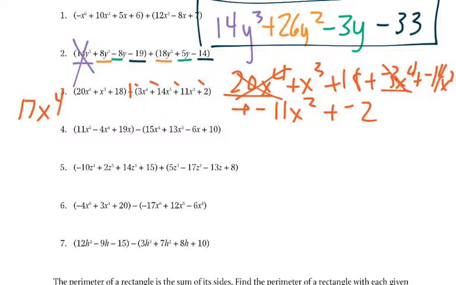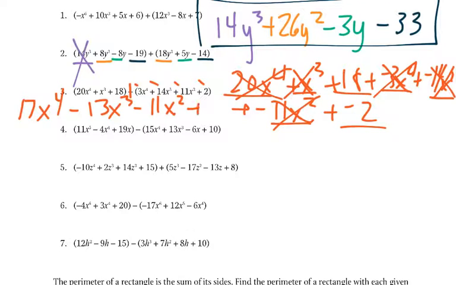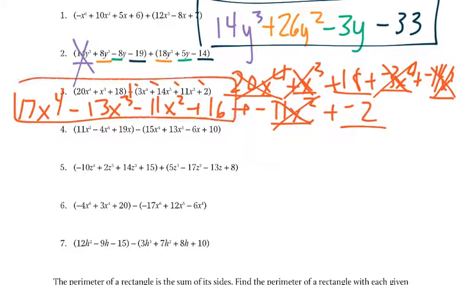Okay, then I eliminate. Next up, I've got an x cubed and a negative 14x cubed. So positive 1 minus 14 would be a negative 13x cubed. Okay, cross those ones out. Now I don't have any other x squareds, so I just get negative 11x squared. Then I have positive 18, negative 2, so positive 16 for my constant. And there's my answer.